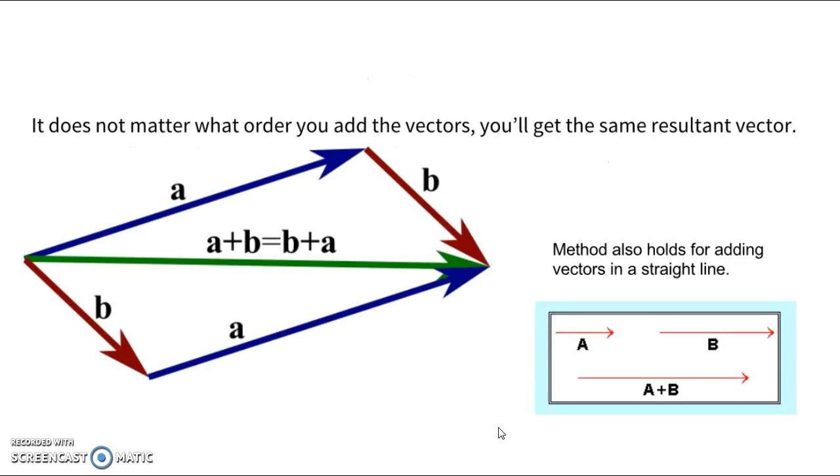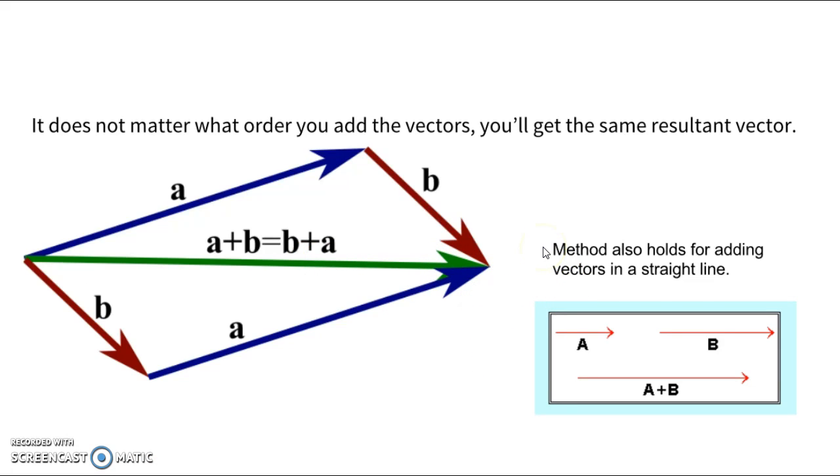It does not matter in what order you add the vectors. You're going to get the same resultant vector. For example, in this case, we have vectors A and B. In this top portion, we have added vector A to vector B, and then we get this resultant vector that we draw from the tail to the tip. We could very well have added vector B to vector A. And as you'll see, if you draw from tail to tip, you get the same vector. So it doesn't matter what order you add them.